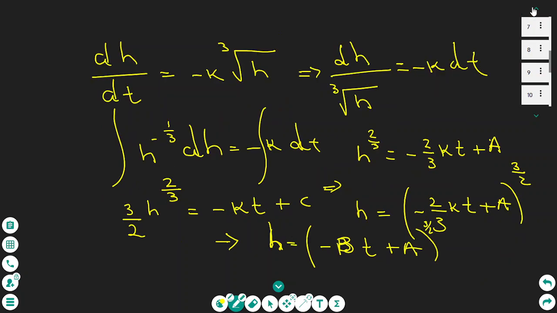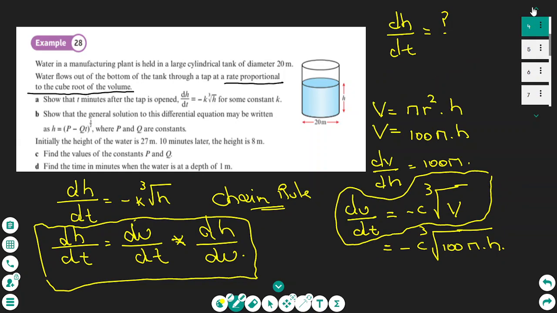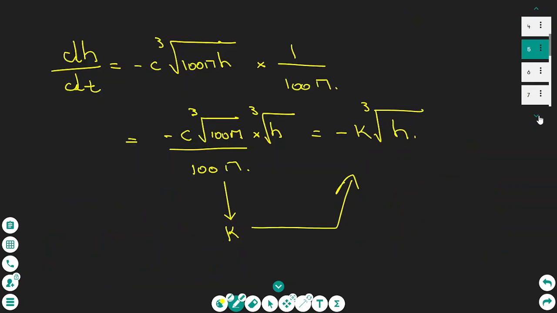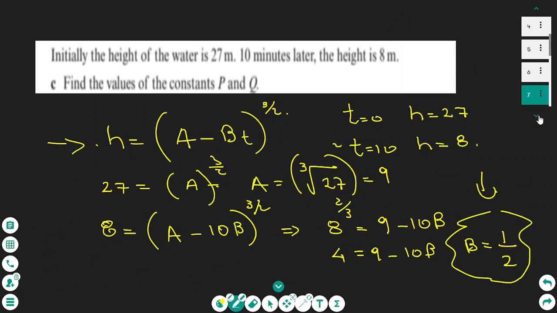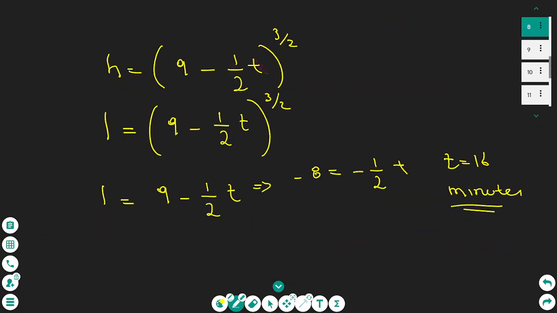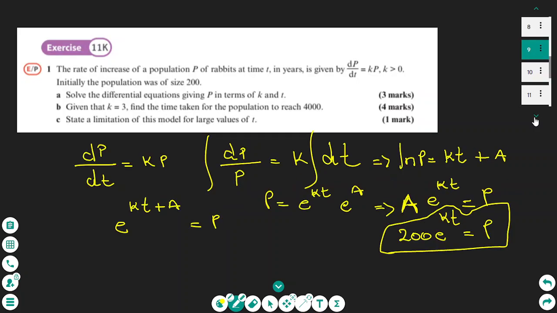And the part D, find the time in minutes when the water is at the depth 1 meter. Here you need to use the value of h, 1 meter, and find the t by solving the equation. To do this, we just make the bracket equal to 1, because this is the value that satisfies the equation, and therefore the t is 16 minutes. Solving this equation, you can find that it's 16 minutes. And this is another exercise.